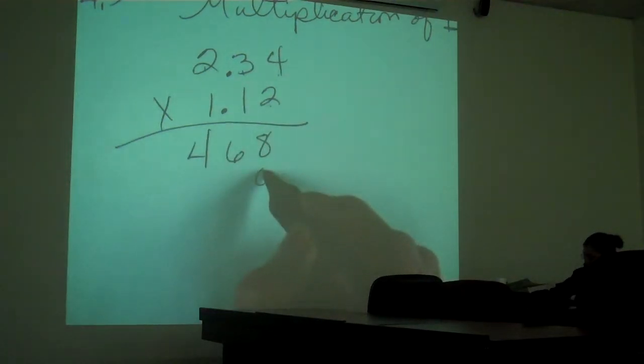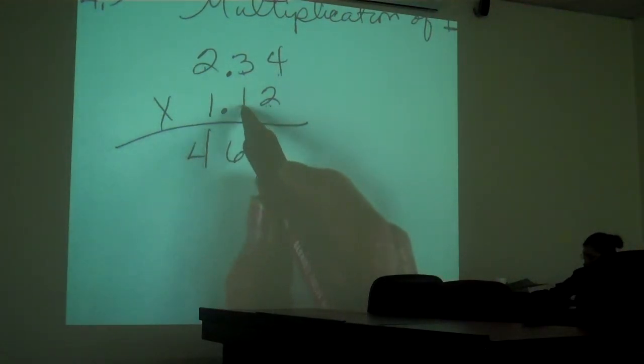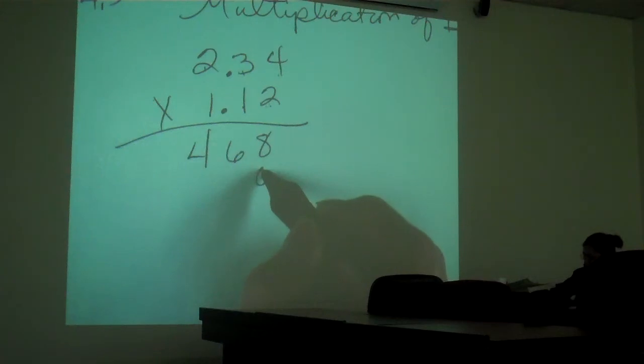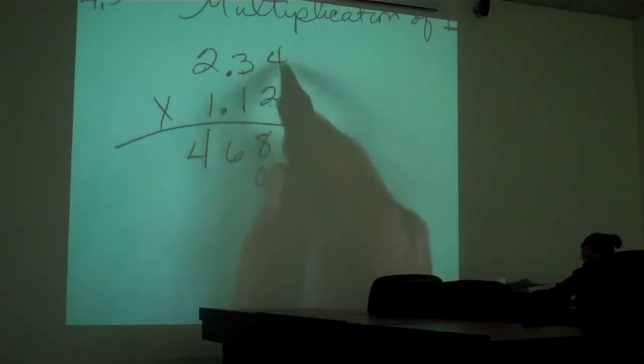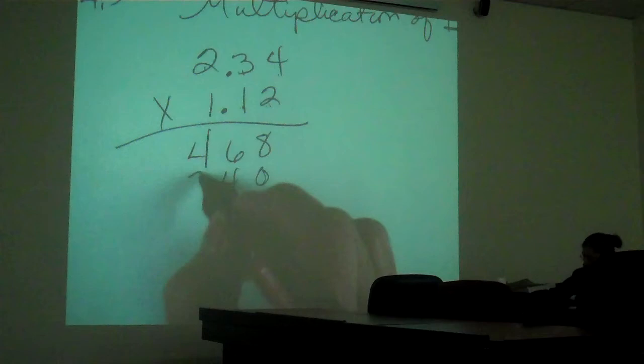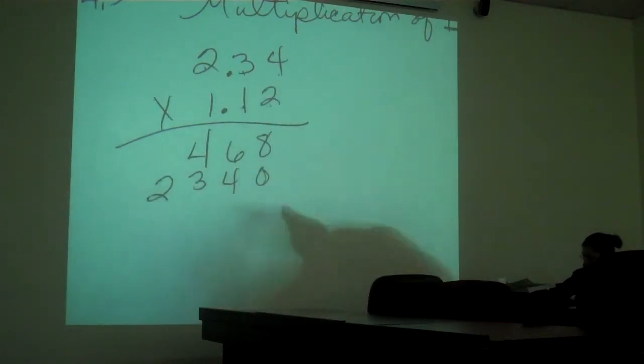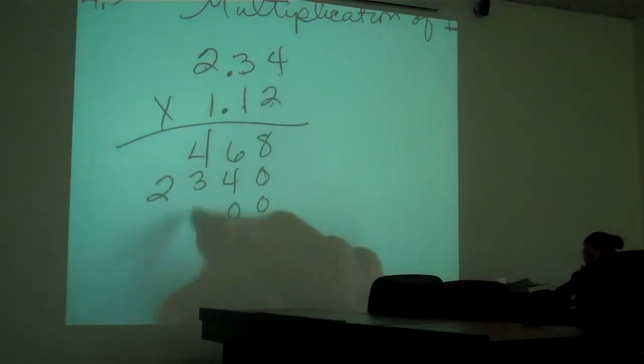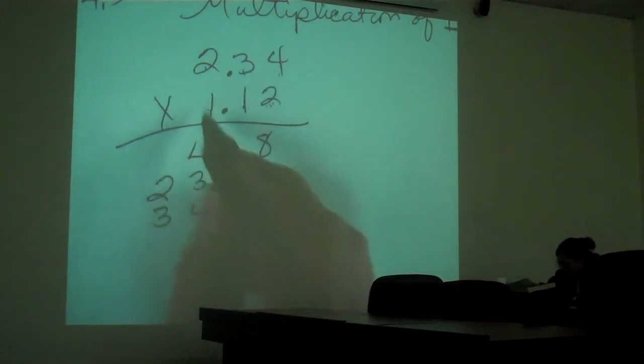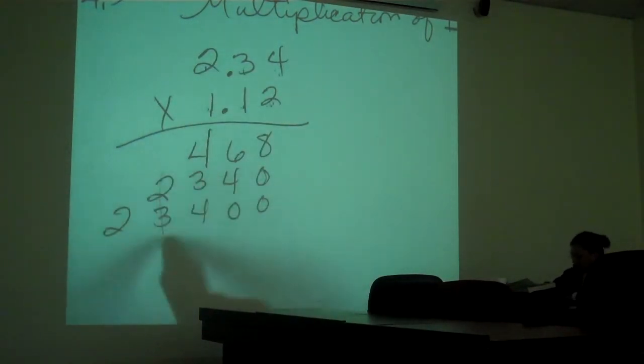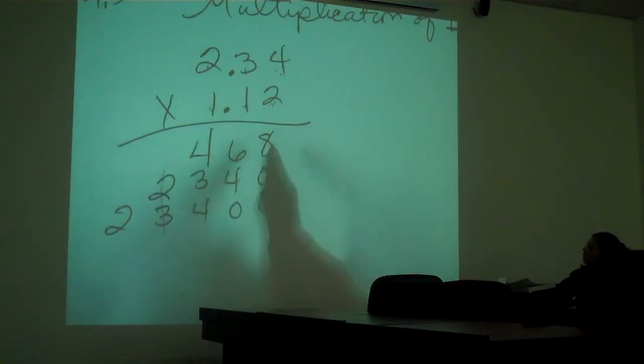Leave a space here, then go 1 or a 0 or a space, however you do it, it doesn't matter. 1 times 4, 1 times 3, 1 times 2. And then 2 spaces or 2 zeros. 1 times 4, 1 times 3, and 1 times 2. It's very important to keep them lined up.